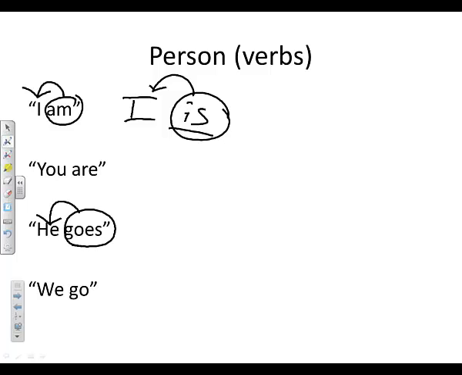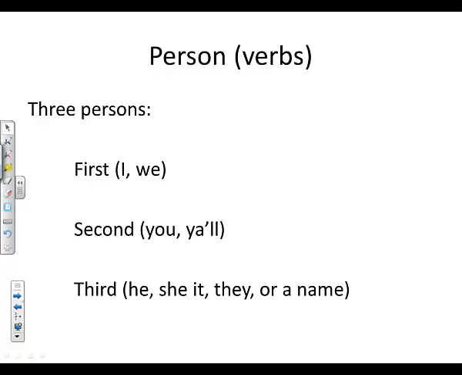The form of the verb, let me say it again, the form of the verb is determined by the subject. Now, there are 3 persons, which in a sense we've already seen. The first person is I or we. The second is you or y'all, that is singular or plural. And then there's the third person, he, she, it, they, or a name.